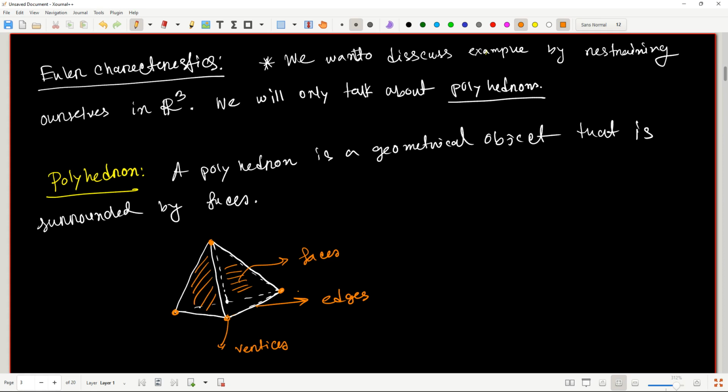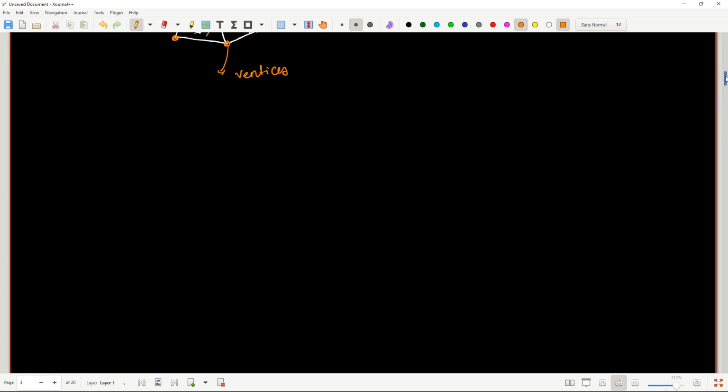The Euler characteristic, or so to say the Euler number. So this is the definition of this Euler number or Euler characteristic. Definition of Euler characteristic.